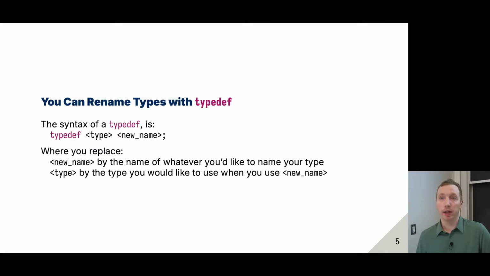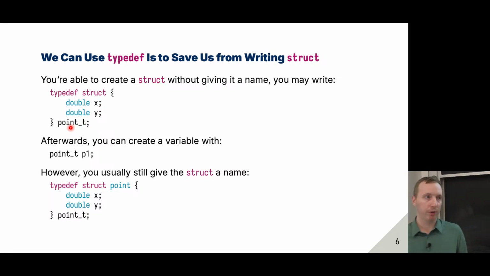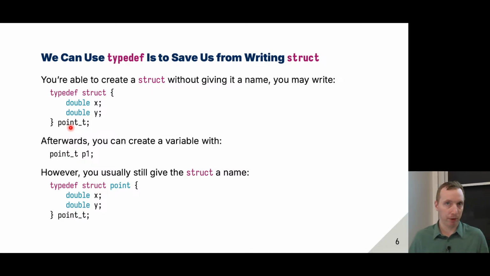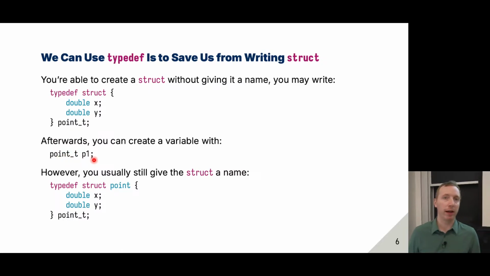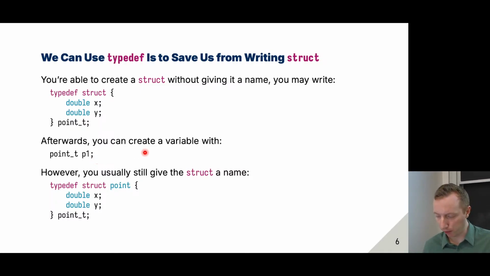So I can use this with a struct to make it arguably more readable. So we can create a struct without a name. I could do something like typedef struct and then not give it a name, do the curly brackets, give it an x, which is a double, and a y, which is a double, and then I name that unnamed struct point_t. So that is going to be my name for a type that's supposed to represent a point. So afterwards, I can create a variable with just point_t p1, and then I can access it like I could before. I could do p1.x, p1.y, and so on and so forth.